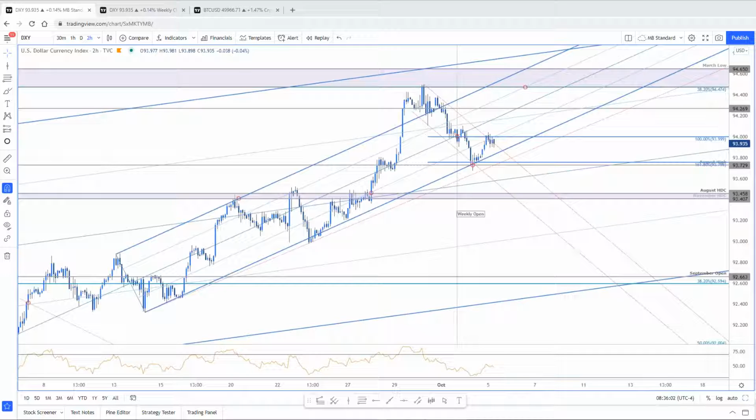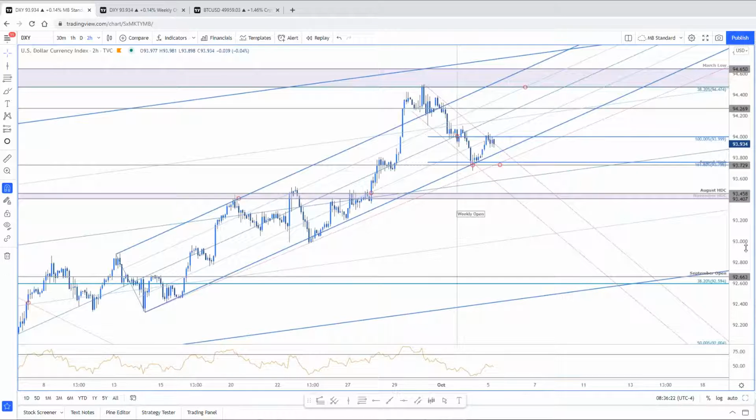But that's DXY. Any questions here? Nice little range right at uptrend support. This is multi-week uptrend support. Let's see what happens as we open up the US trade session. Key support for the intraday, still down here. All right, that's number one. Number two, I'm actually gonna go into sterling real quick.